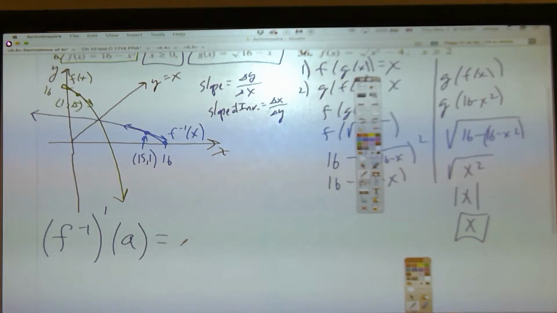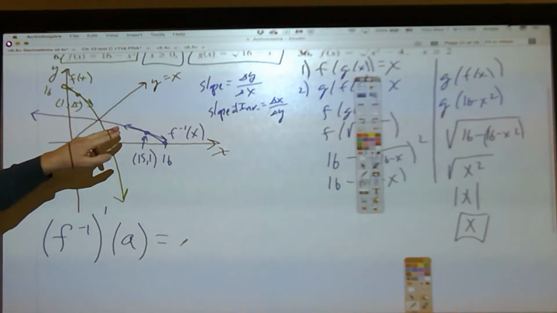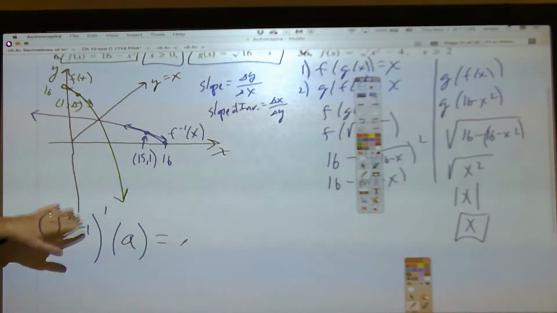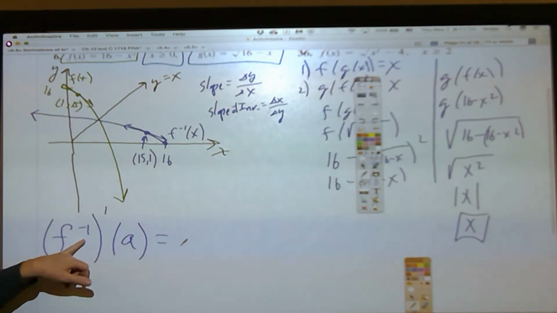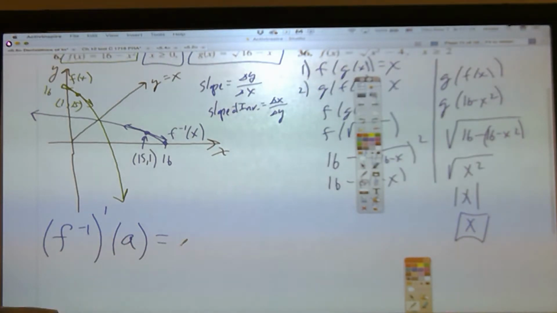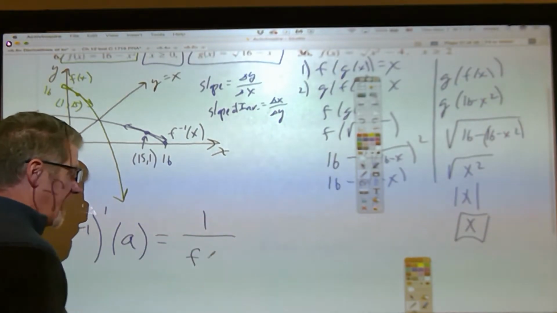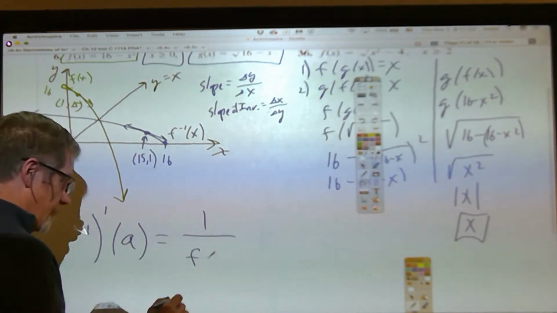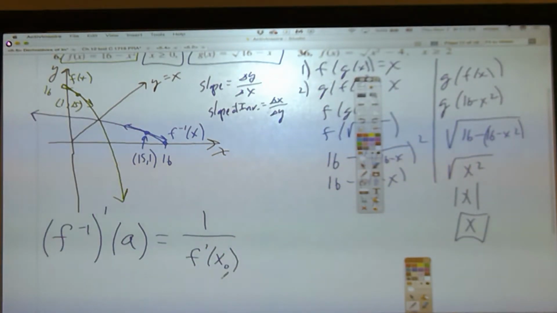In this case, A is equal to 15 because A is the y-coordinate of the original function, which means if you want to find the slope of the tangent line on the inverse function at the original y-coordinate, then you don't really have to worry about taking the inverse of the function. Here's what you do. Just take the reciprocal of f prime of x original.